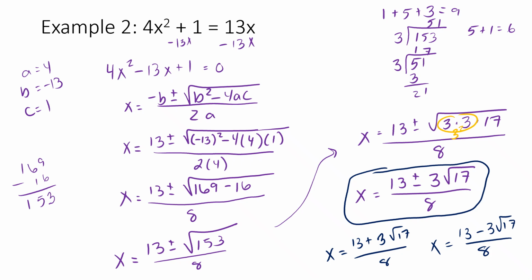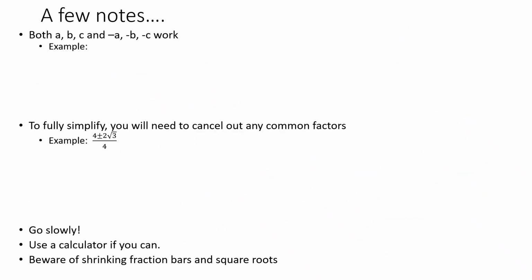The reason I wouldn't make my students do it is because there's nothing they can do with it after they get it split up. So if there was more simplification that you could do, then yes, but we kind of dead end anyway. All right, so a few notes. Both A, B, C work and negative A, negative B, negative C. So here's what I mean by that.